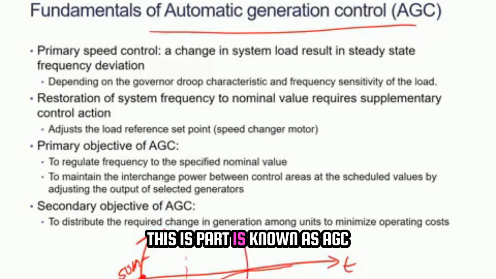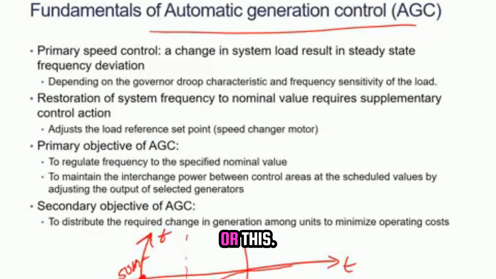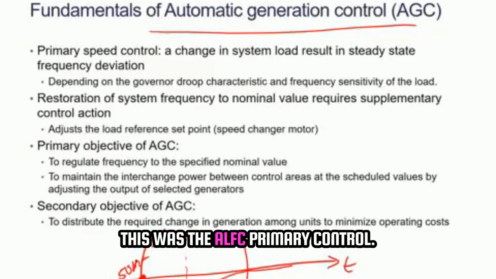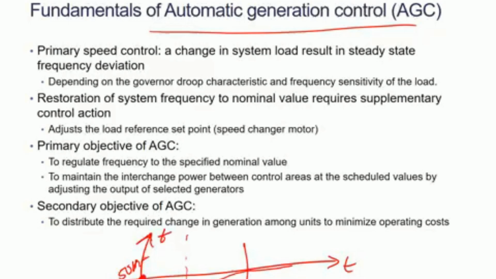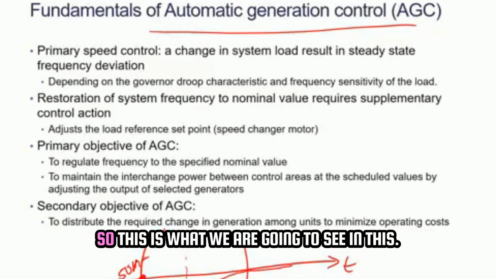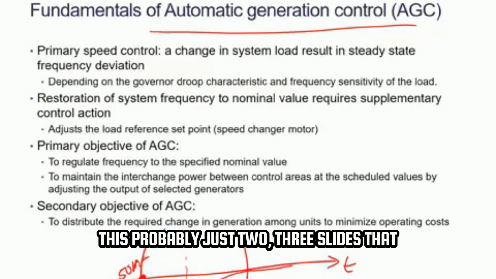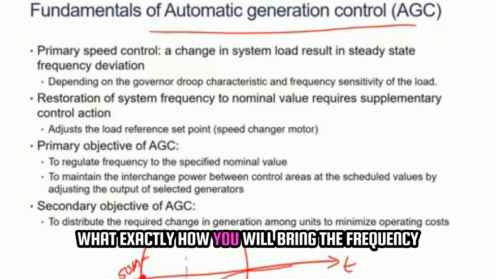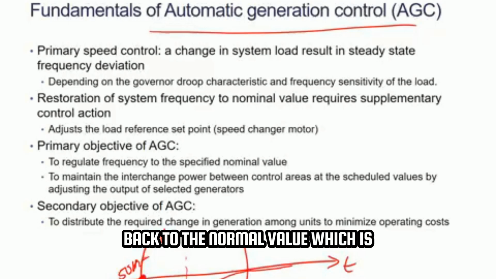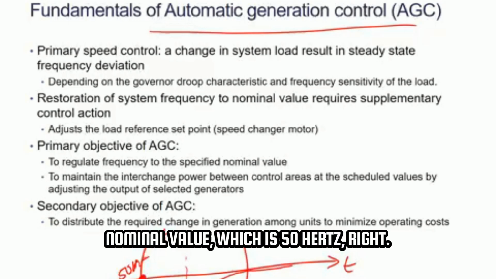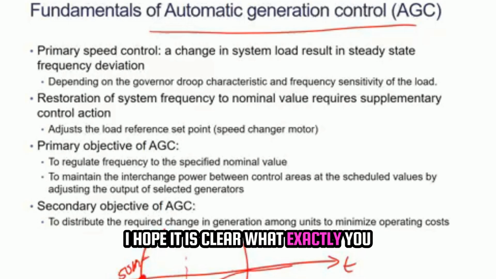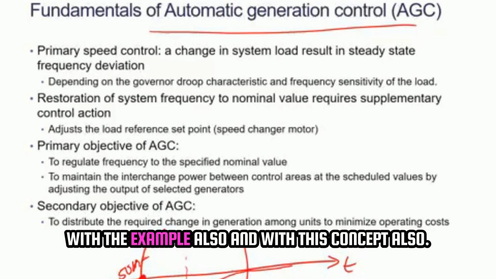This part is known as AGC or secondary ALFC loop, and this was the ALFC primary control, right? So this is what we are going to see in probably just 2-3 slides, exactly how you will bring the frequency back to the normal value, which is nominal value, which is 50 hertz. Right, I hope it is clear what exactly you are going to see here with the example also and with this concept also.